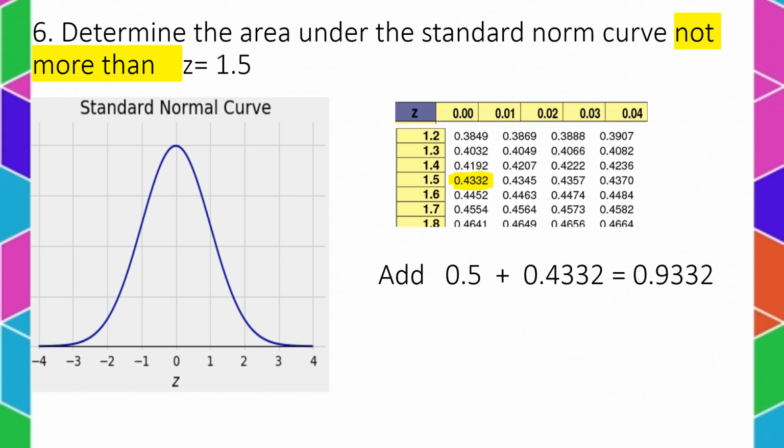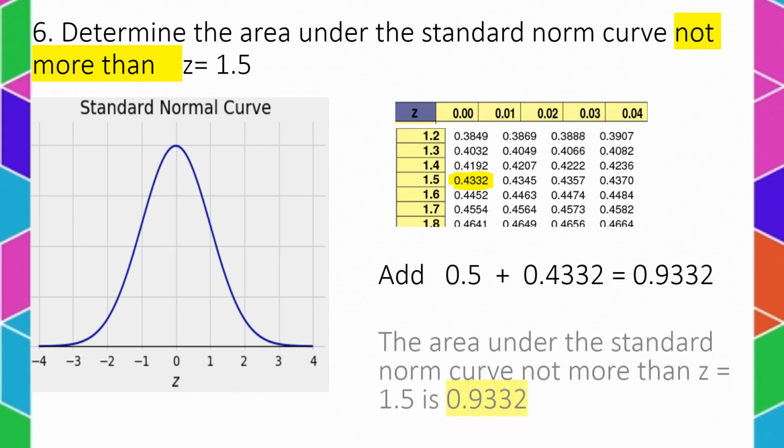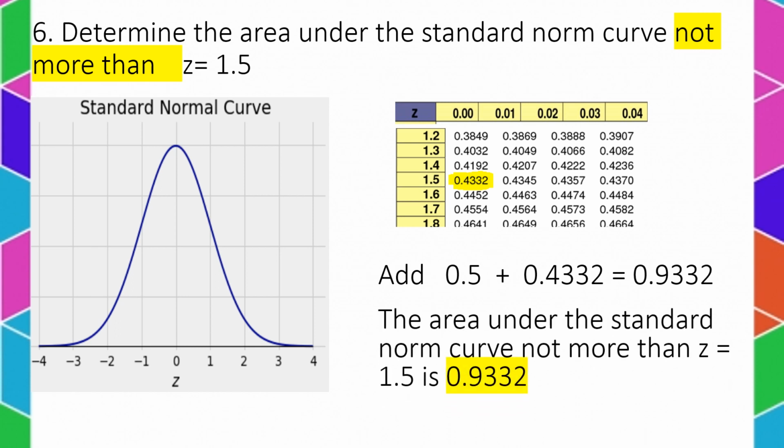So be careful class. Dapat alamin natin kung kailan tayo mag-add or magsusubtract from 0.5. So sa problem na ito, we add 0.5 and 0.4332. So ang shaded area should be equal to 0.9332 or 93.32%.